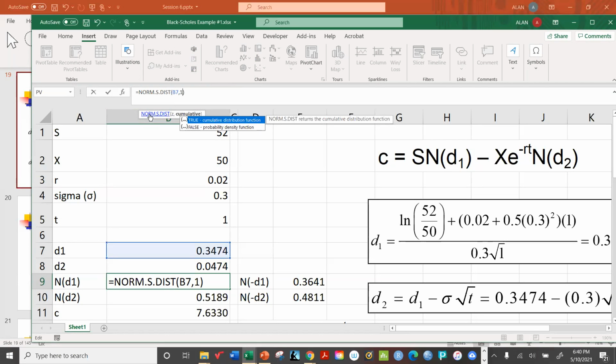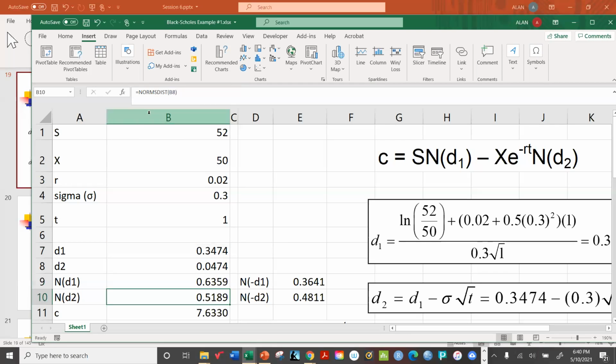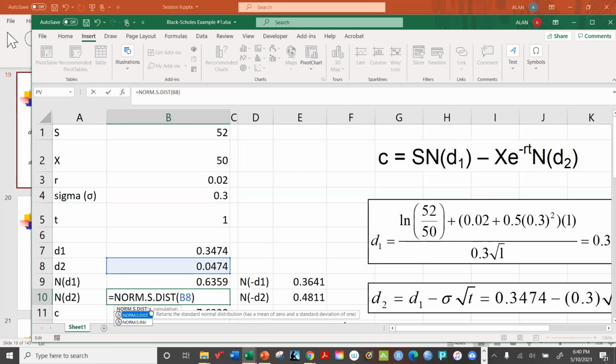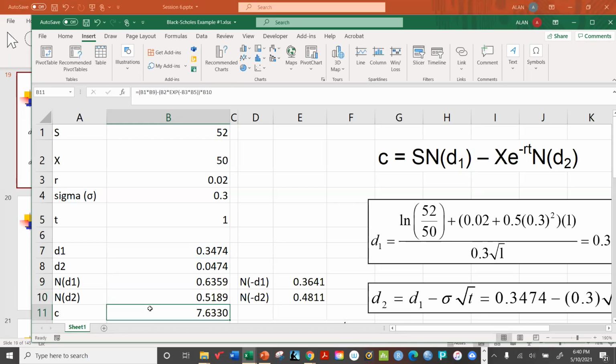All right, just saying. Now, the same thing holds here for ND2. If you want to update that, you would put norm.s.dist. Then you would need V8, 1. And there's your ND2 and ND1. And these, again, are cumulative probabilities.